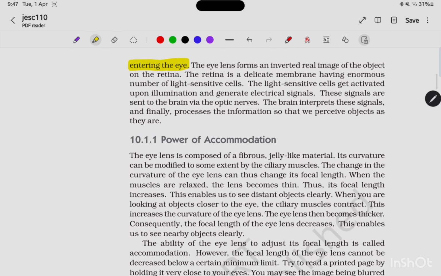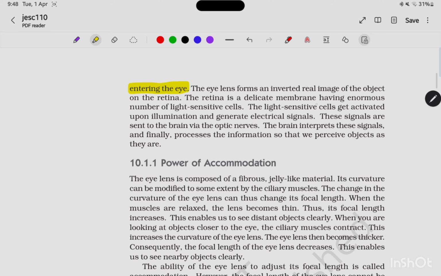The eye lens forms an inverted real image of the object on the retina. The retina is a delicate membrane having an enormous number of light sensitive cells. The light sensitive cells get activated upon illumination and generate electrical signals. These signals are sent to the brain via the optic nerve. The brain interprets these signals and finally processes the information so that we perceive objects as they are.